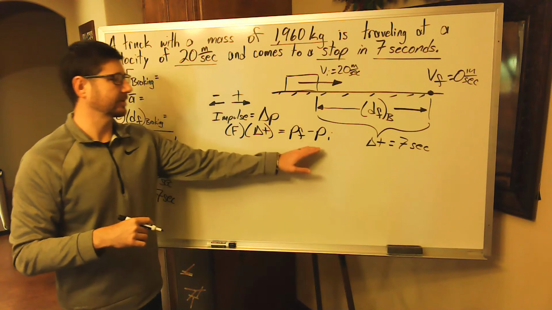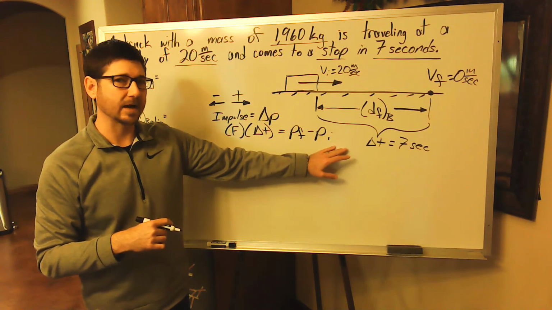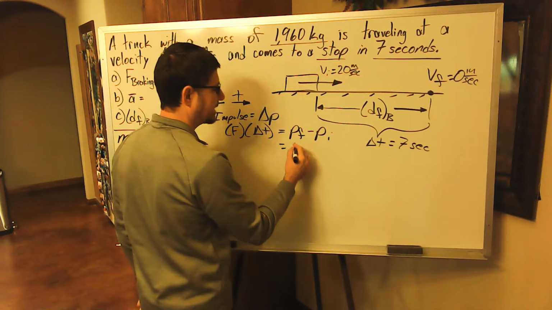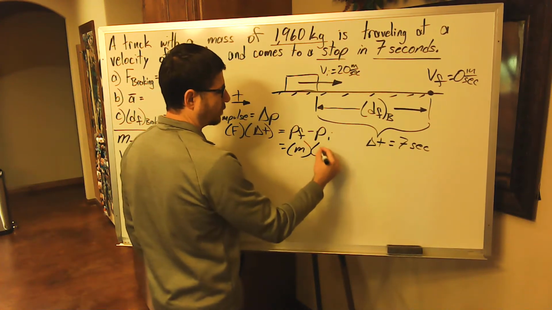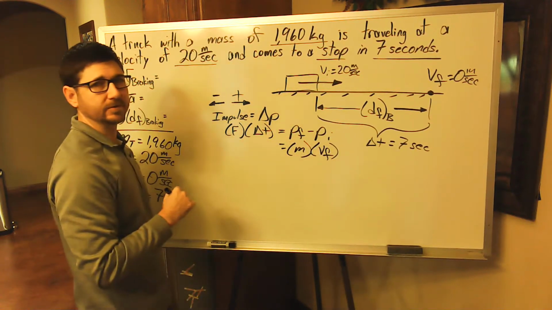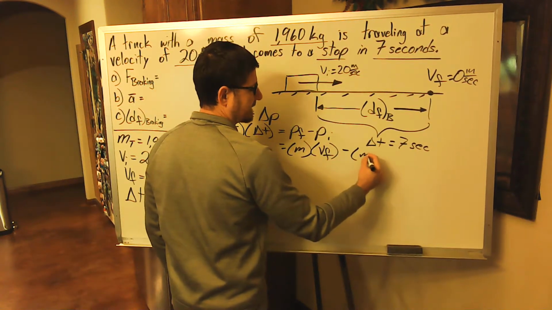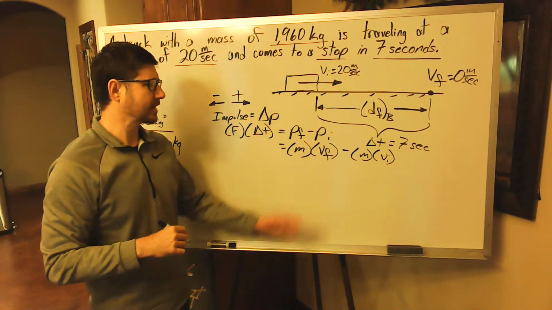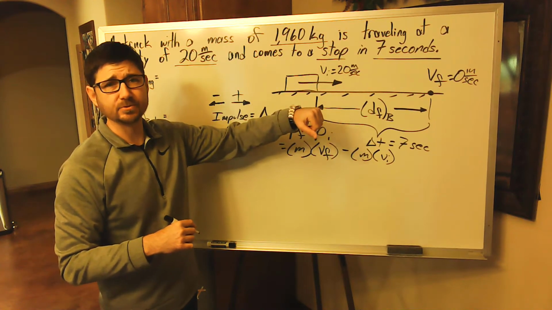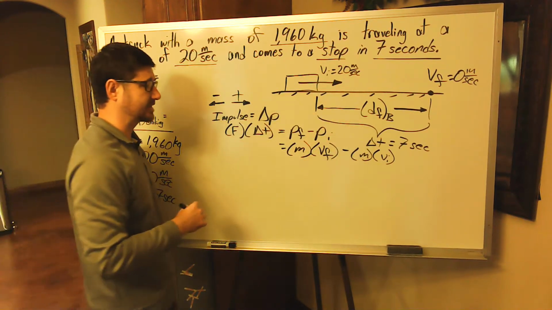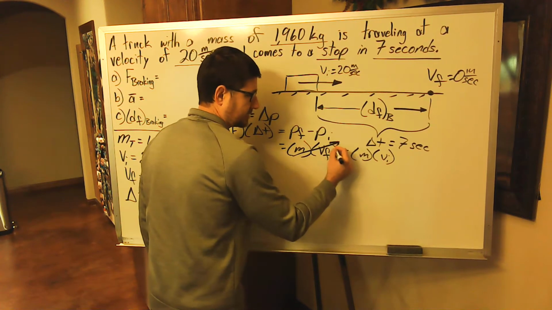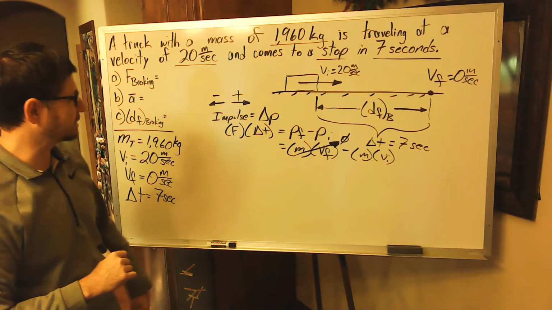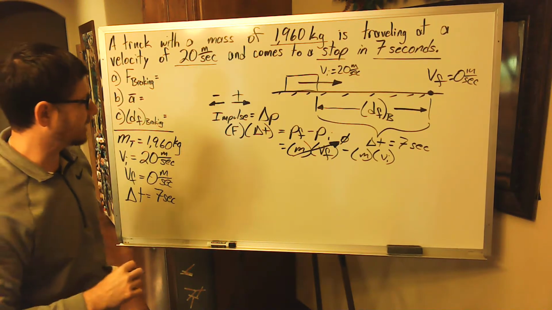Now I just want to focus on the right side of the equal sign. The final momentum is the mass of our truck multiplied by its final velocity, minus the mass of the truck multiplied by its initial velocity. You already know that the truck comes to a stop, so the final velocity is 0. 0 times our mass goes to 0, so we really don't need to worry about it anymore. Let's fill in some values here.